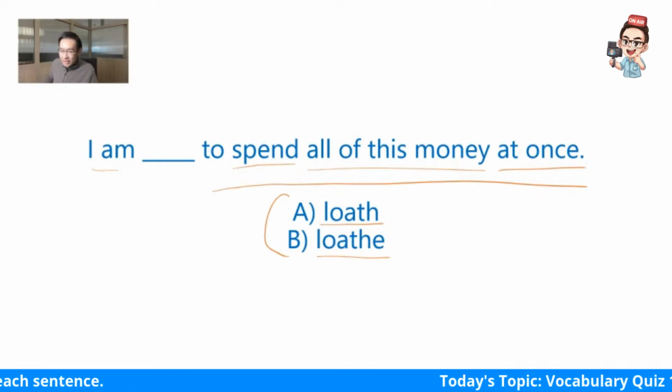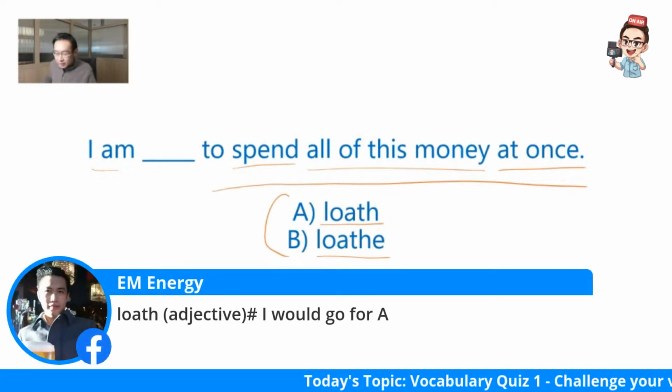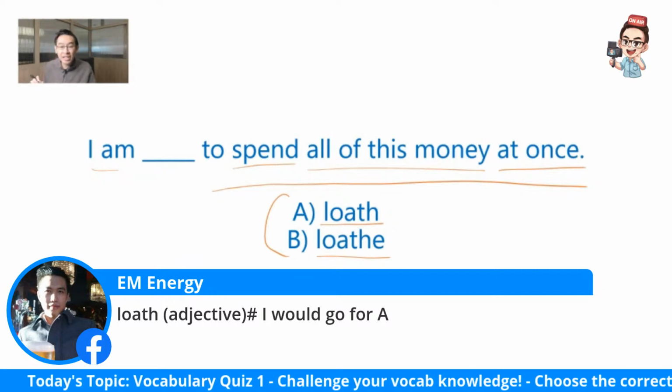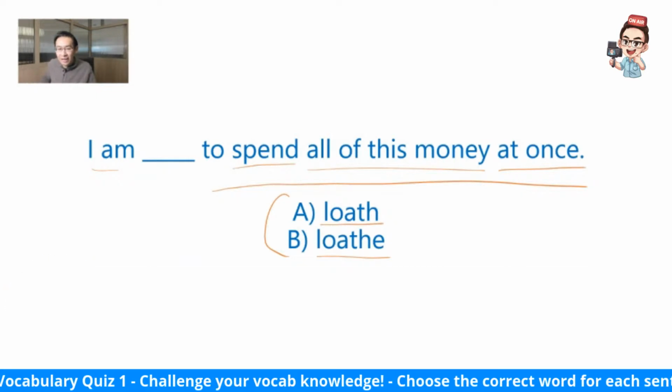Oh, right. We have a nice explanation from EM Energy. So he said loathe is an adjective. So he would go for A. Okay, thank you.